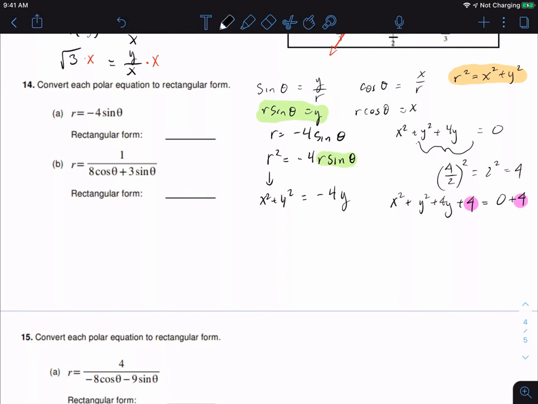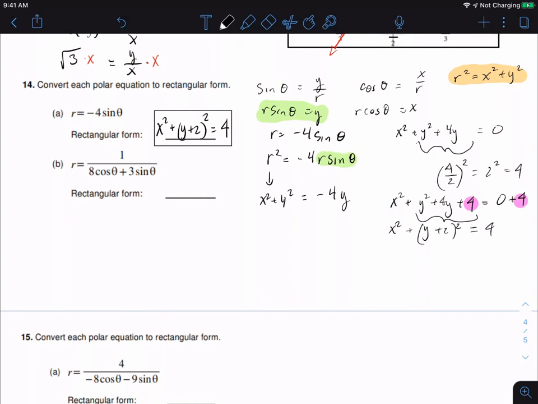Okay? So then I'm going to get x squared plus, now this thing here is factorable. And from your Algebra 1 and Algebra 2 class, this is going to be y plus 2, that quantity squared, is equal to 4. So then my rectangular form is going to be x squared plus (y plus 2) squared is equal to 4. Are we okay with that? Do you guys need some clarification or anything on that one?